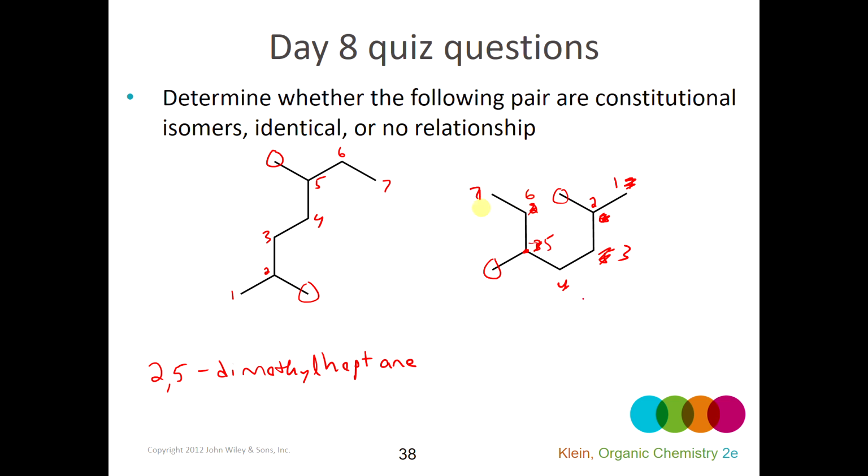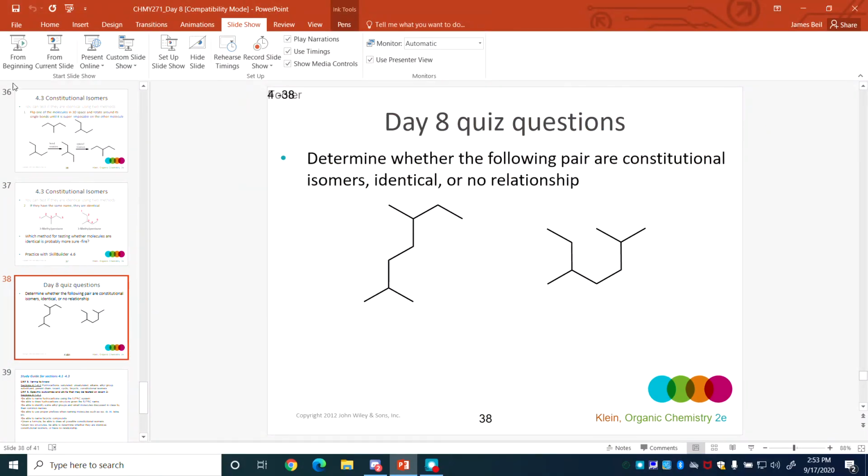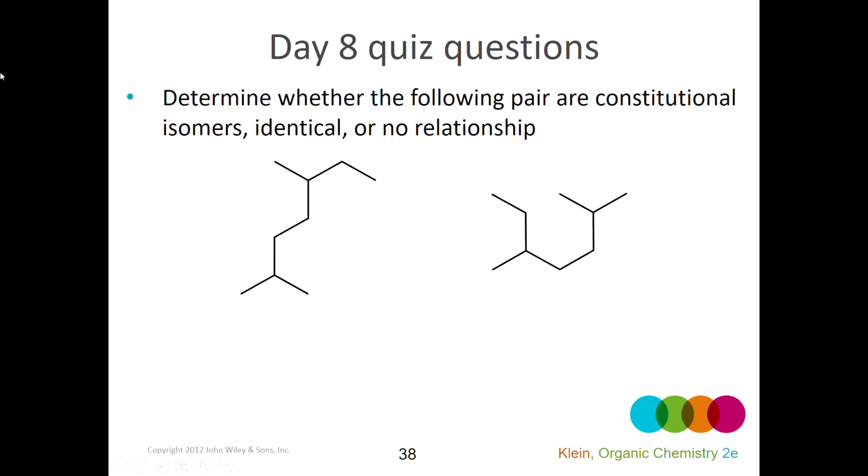And when I number from that side, I can see I've got a methyl on carbon 2 and a methyl on carbon 5, so I still get the same name. So these 2 structures are identical. They have the same name. They're also superimposable. So if I want to look at the ability of them to be superimposed upon one another, that would take some flipping and moving. It's much easier to do with the model than on paper.